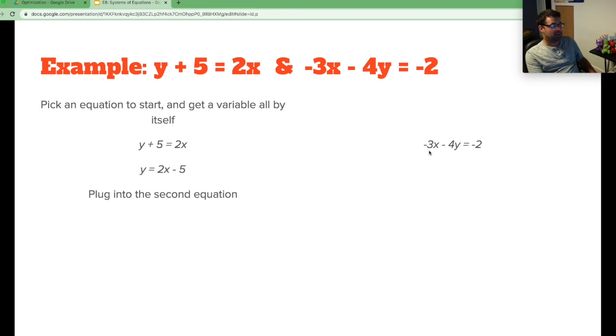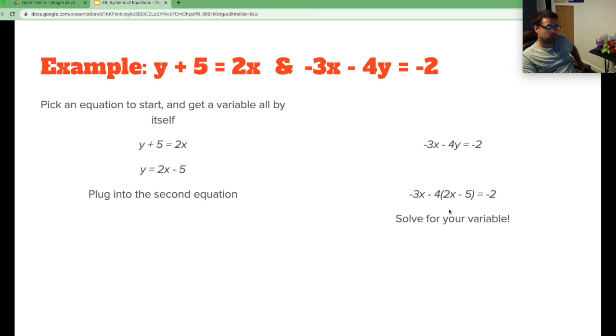So, if we take that second equation, negative 3x minus 4y equals negative 2, we could say negative 3x minus 4 times 2x minus 5. That's what y was equal to. We're taking this piece that is equal to y and plugging it in for y in our second equation, and then equals negative 2. We finish off that same equation.